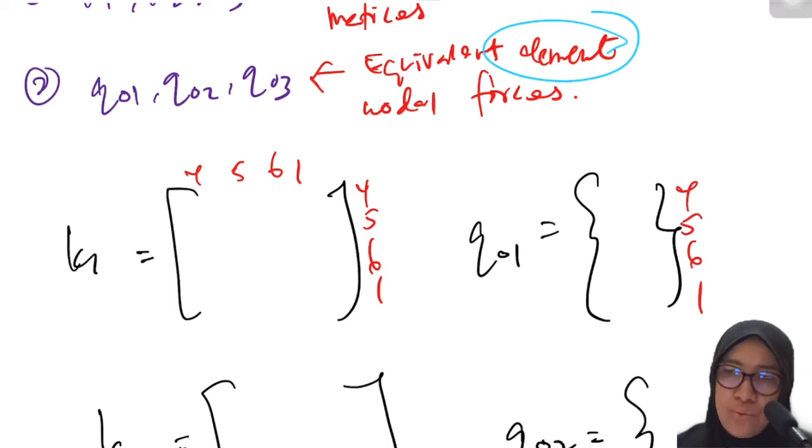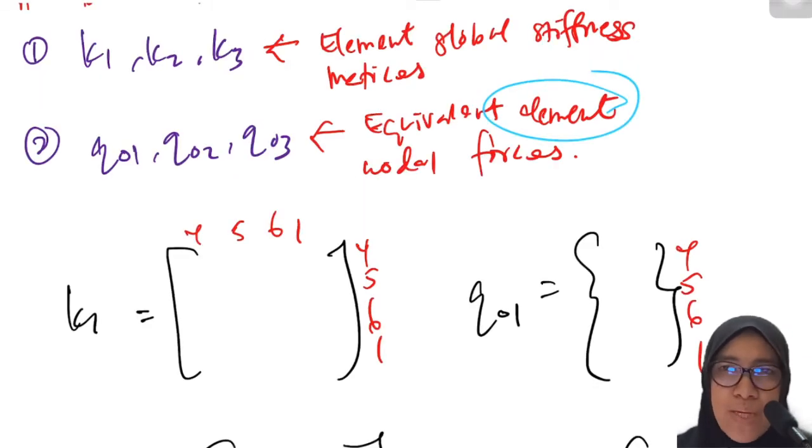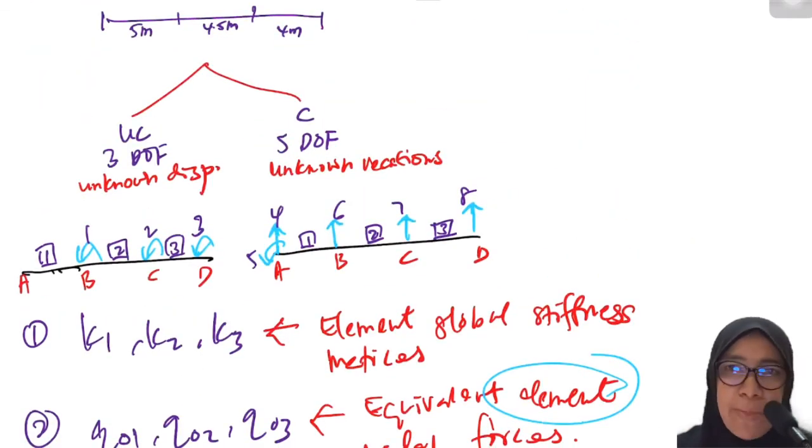Okay, we continue to element number 2. Element number 2 is member BC. B will become near end and C will become far end. Near YZ is 6, 1. Far YZ is 7, 2.